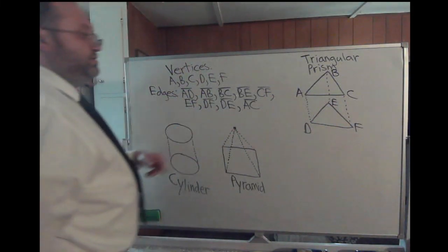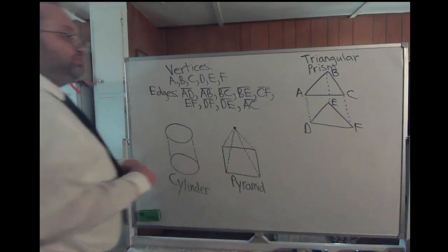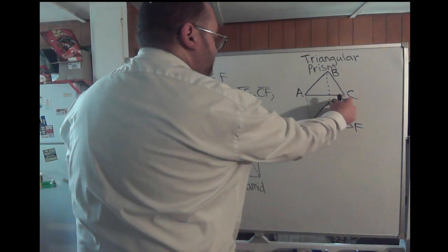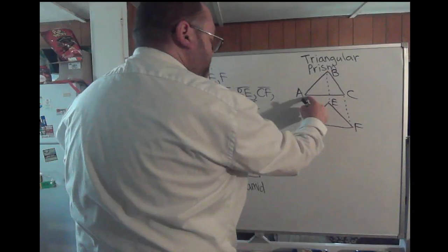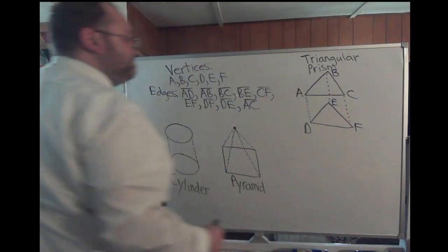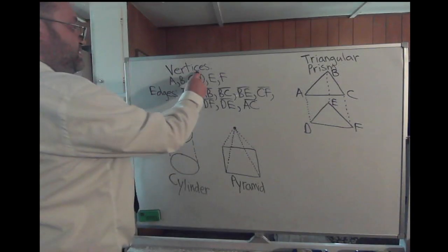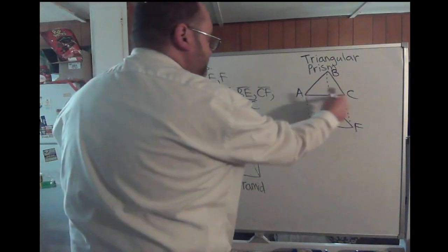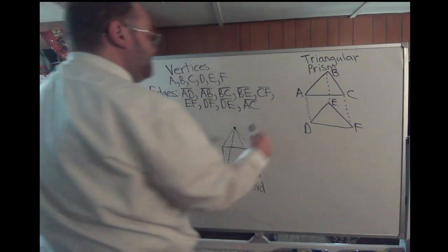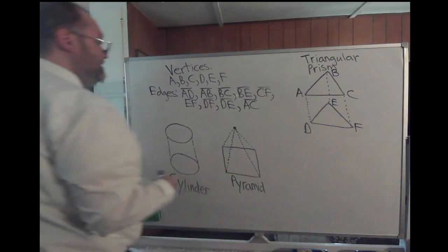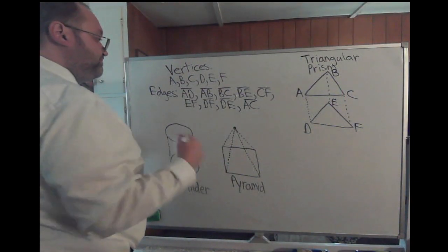Those are basically line segments that are connected from one vertex to another. The singular form of vertices is vertex. Connected from one vertex to another is an edge. Those are your edges.